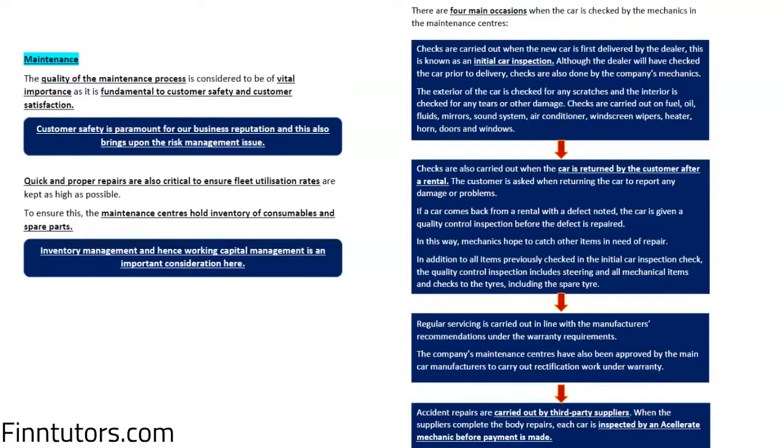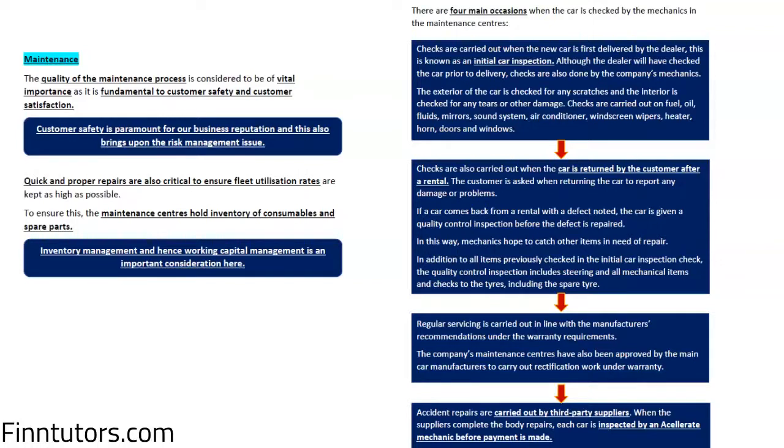So first, the checks are carried out when the new car is first delivered by the dealer. This is known as initial inspection. Although the dealer has checked everything, we always double check because quality is key for us. The exterior of the car is checked. The checks are carried out on fuel, oil, fluids, mirrors, sound systems, and everything else.